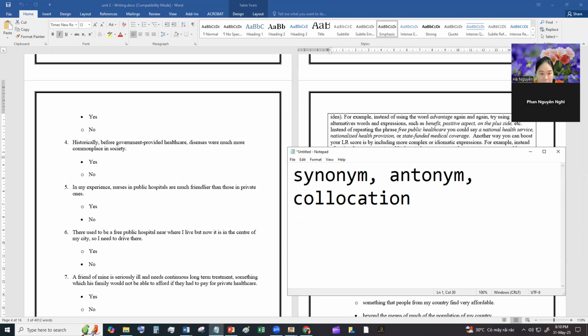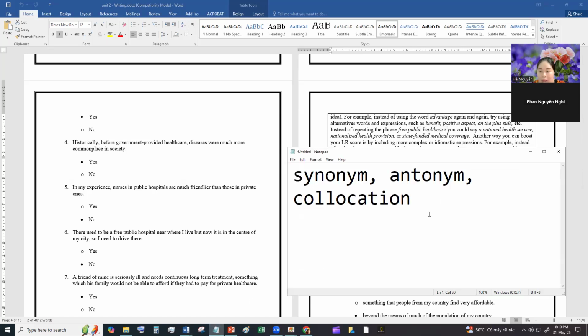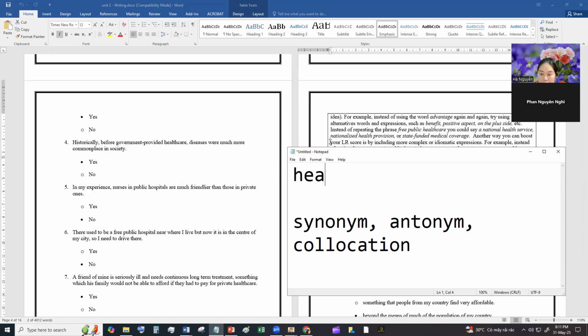So for example, we often say public or private healthcare. We don't say personal healthcare in this case, right? Because it doesn't mean the same as public healthcare. So think about collocation as well and write them down in your notebook or in your file. Yeah, so you can organize your vocabulary into topics, and in each topic, you write the word. Okay, so for example, healthcare, and then you think of other synonym and antonym.